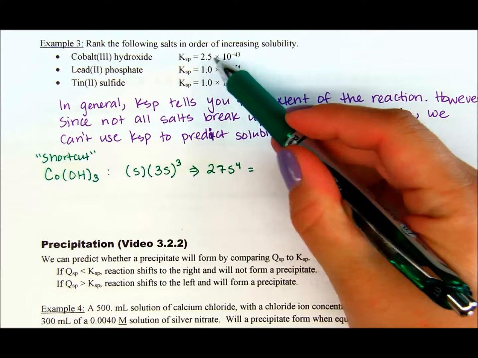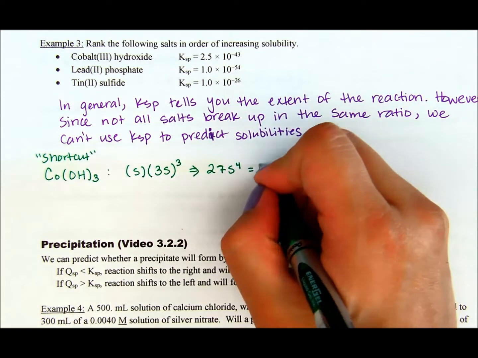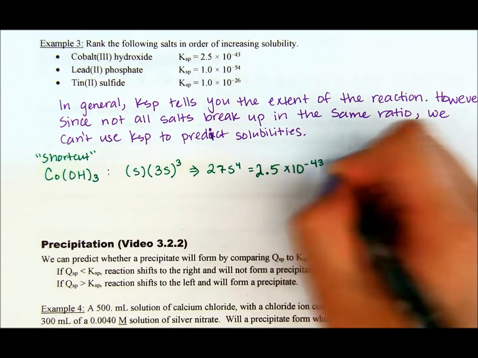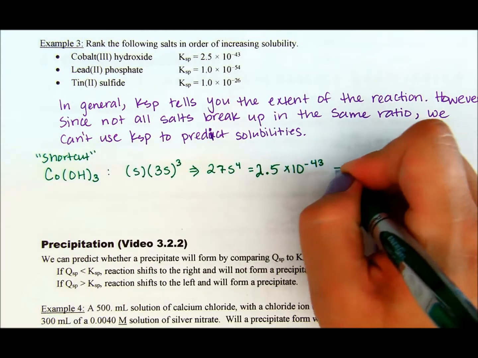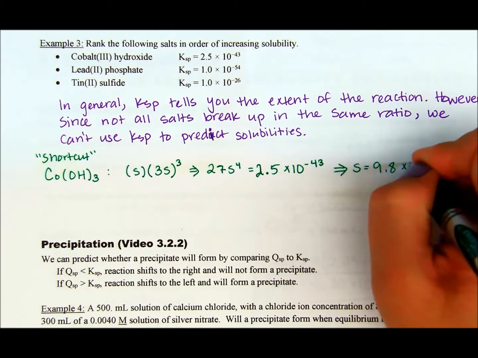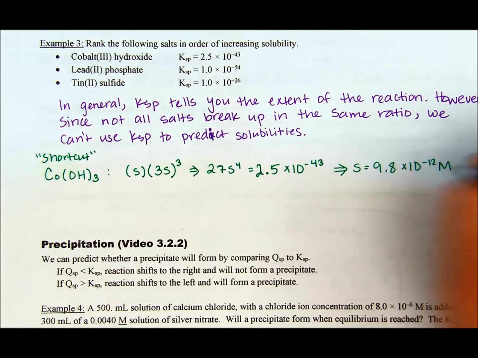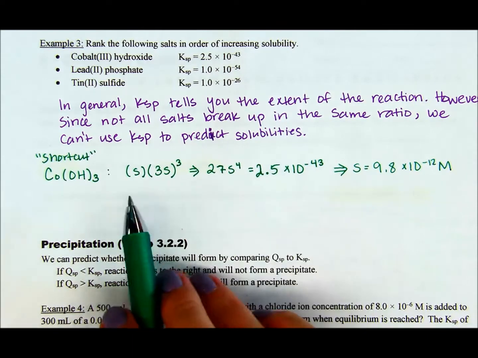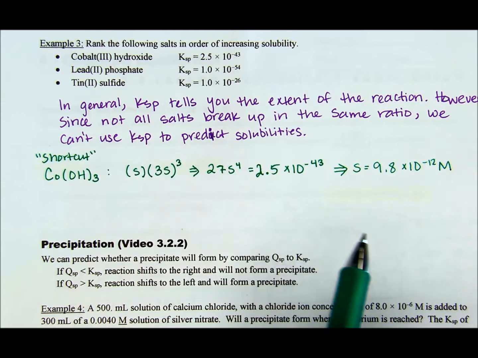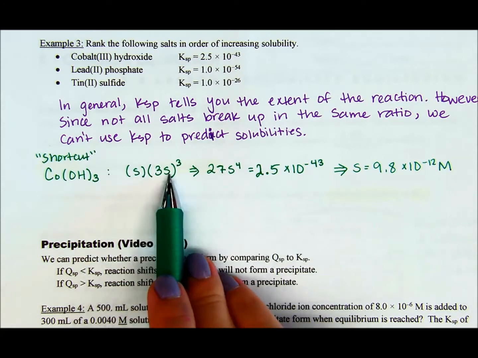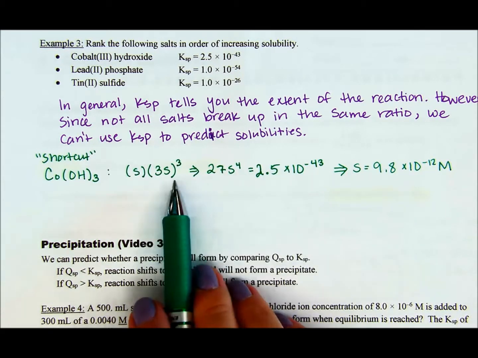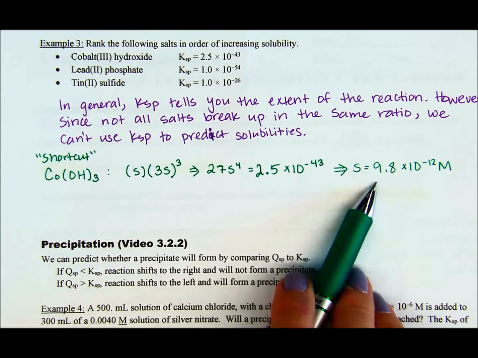So here's its KSP, 2.5 times 10 to the negative 43. Plugging this into your calculator, you should end up getting S equal to 9.8 times 10 to the negative 12 molar. So that's just bypassing the ice table. Now, if you don't like this shortcut, you can certainly use the ice table for every one to get to this point, and then you're just going to solve for S, just like we did in the last problem. But this is a shortcut way. I will accept either way on your tests.